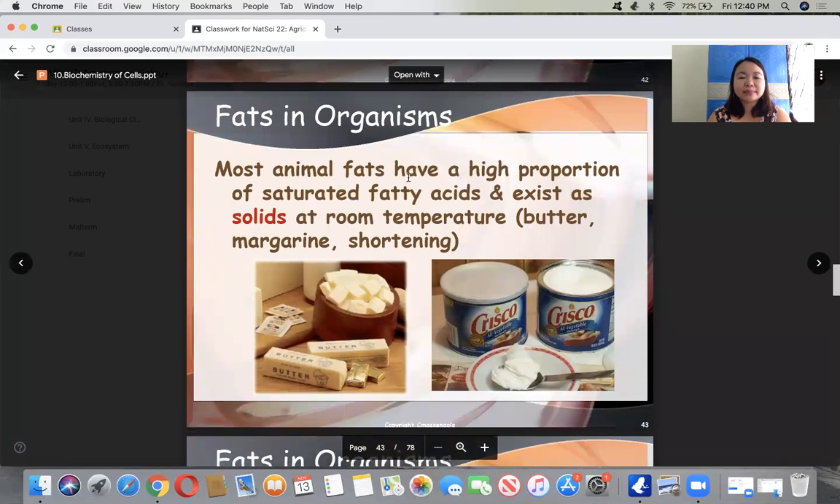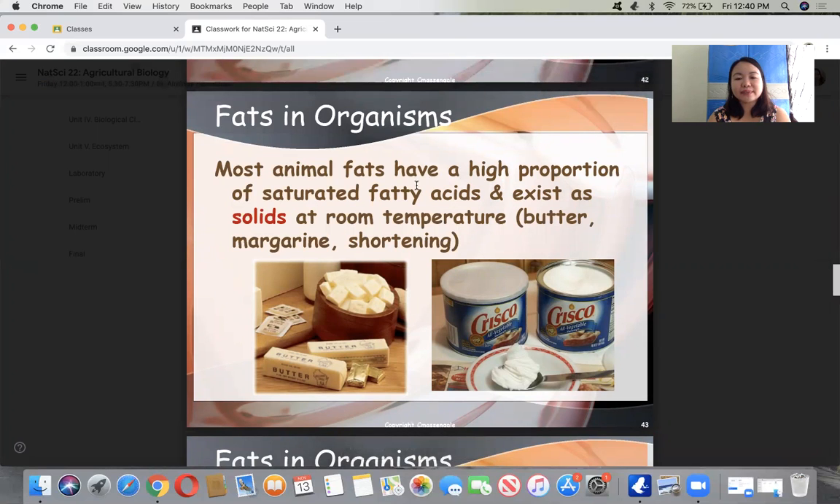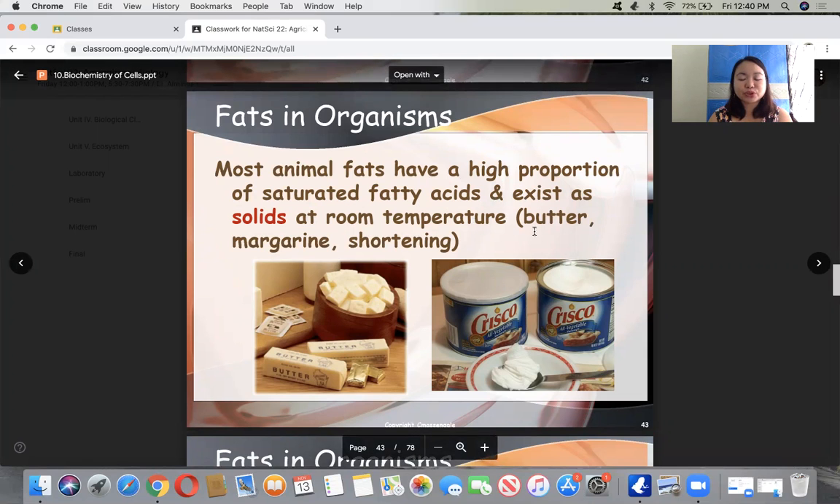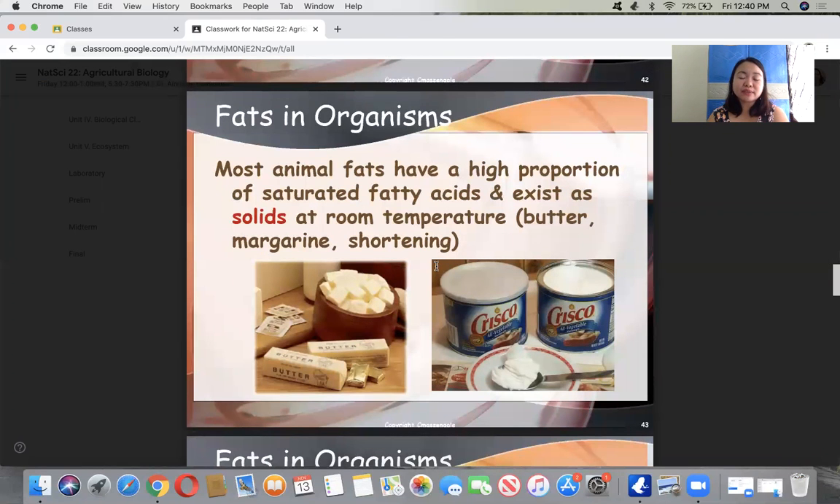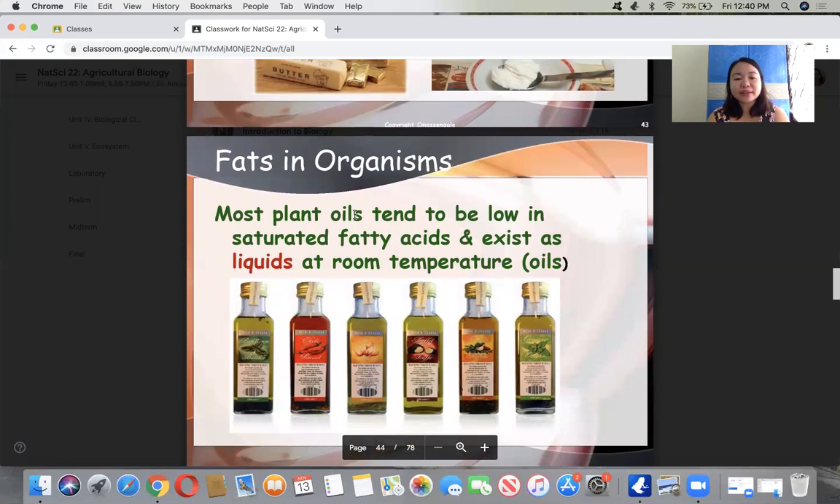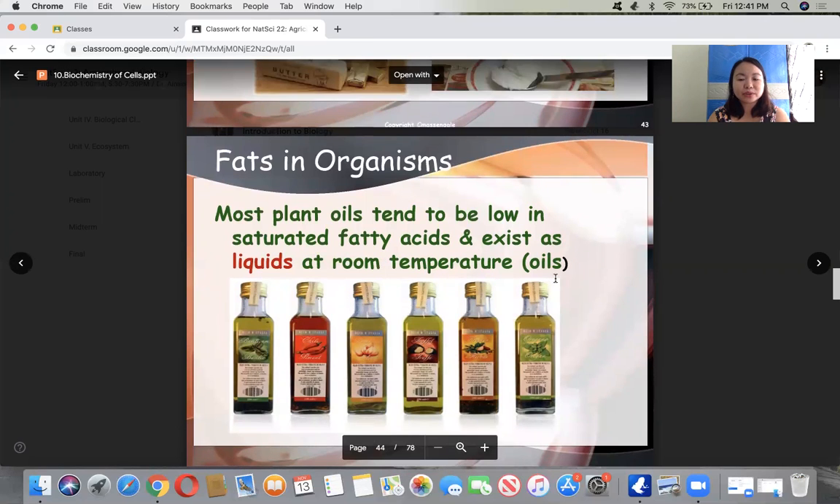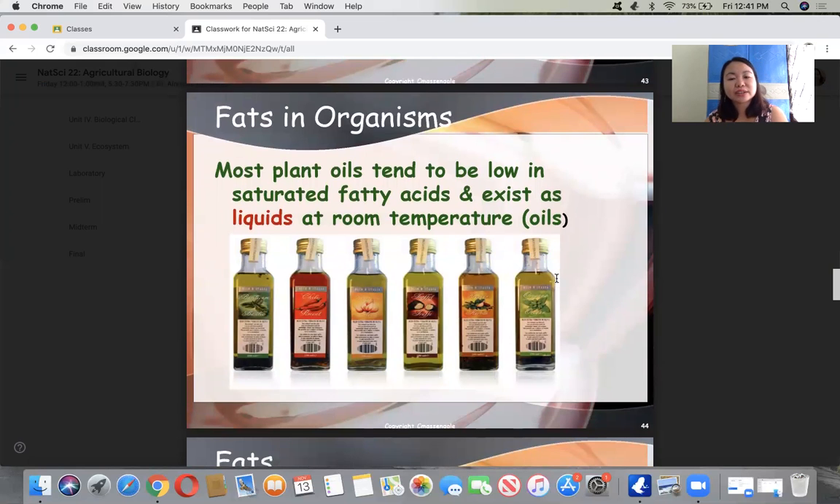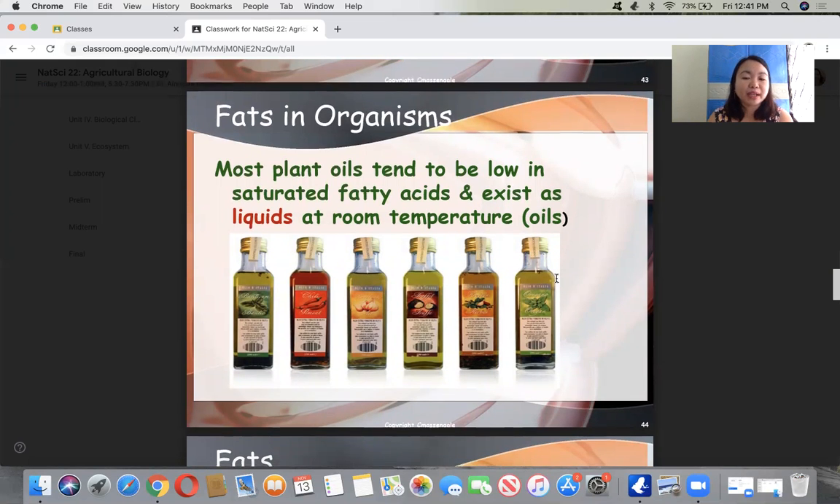Fats in organisms, mostly animal fats, have a high proportion of saturated fatty acids and exist as solids at room temperature, like butter, margarine, and shortening. So if it's high in saturated fatty acids, usually it is solid at room temperature. While most plant fats, on the other hand, tend to be low in saturated fatty acids and exist as liquids at room temperature, or oil. It means they are low in saturated fatty acids if they remain oil.